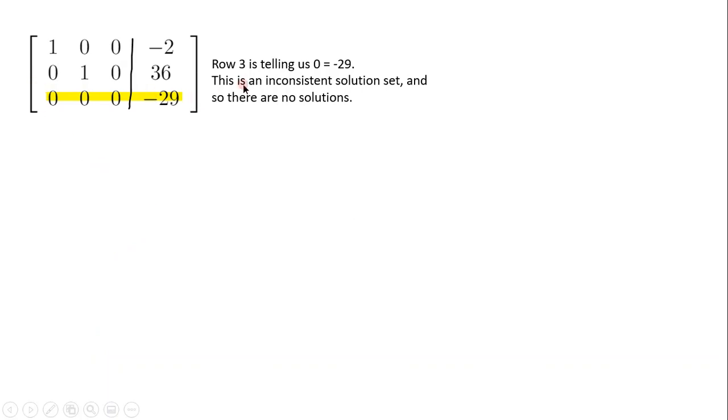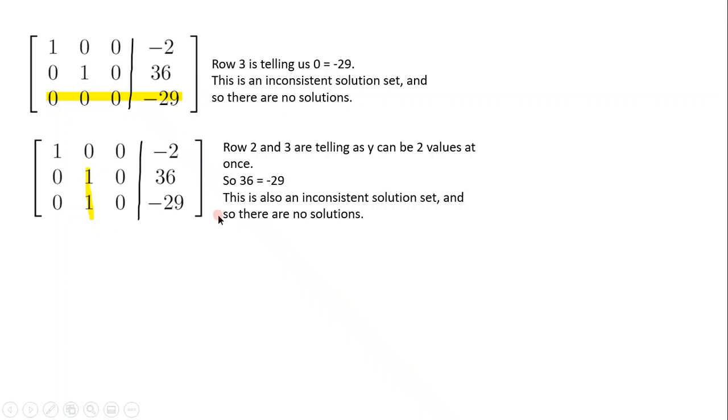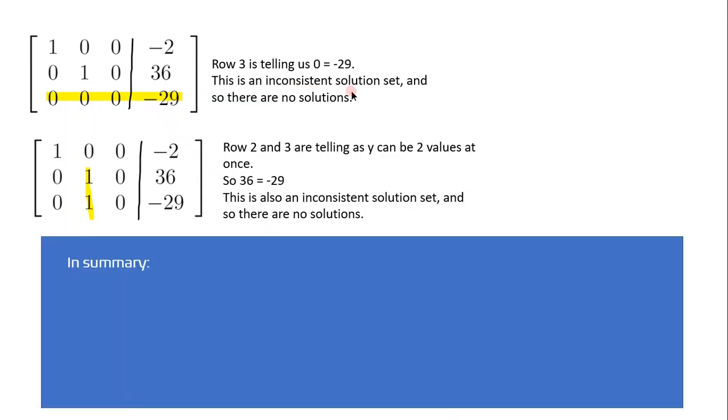If you see something like this, it's telling you that 0 equals minus 29, which is obviously wrong because I shouldn't have to explain why. So this is an inconsistent solution set, and so there are no solutions. Same thing here. If you see that there are two values for one value, that's just not right. Because if you rearrange it, if y can be two values at once, then 36 essentially equals minus 29, which is the same case here. It doesn't make any sense.